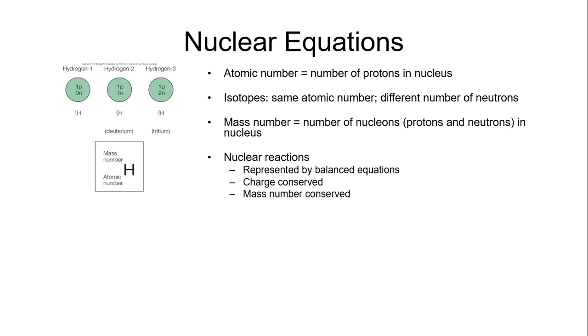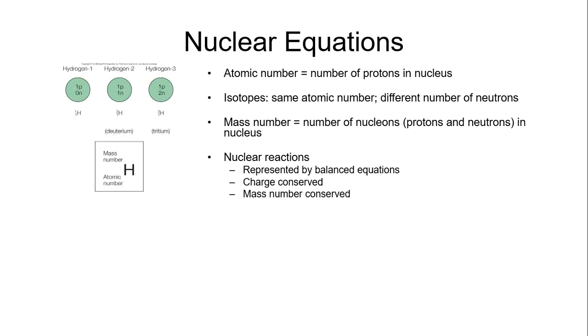Okay, so before we can finish talking about radioactivity, let's remember a few fundamentals about notation for nuclear equations. Remember that the atomic number is the number of protons in a nucleus. So here on the left, recall this figure, we have three different types of hydrogen, three different isotopes. Remember, an isotope is where you have the same atomic number but a different number of neutrons. The atomic number for all three of these types of hydrogen is 1, because there is always one proton in each of these three types of hydrogen isotopes.